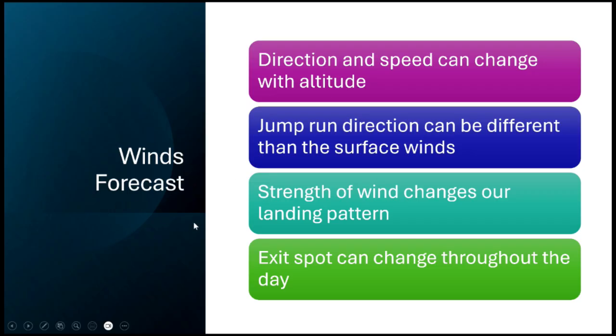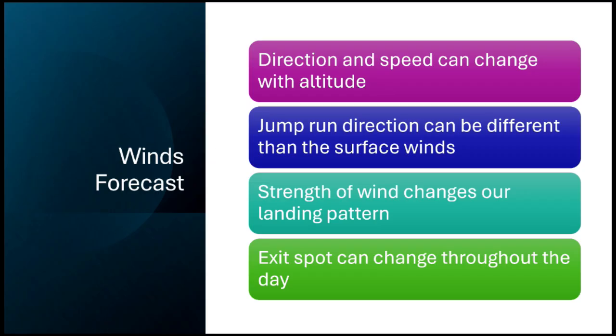And the way this also impacts us is because depending on how strong the winds are in our landing pattern and on the surface, that is going to change what our landing pattern looks like. And then, of course, also the exit spot where we want to be getting out of the plane, that can change. And it's going to change usually from day to day, but it also can change throughout the day, especially if the winds are changing. So these are all reasons that we need to know what the winds forecast is.